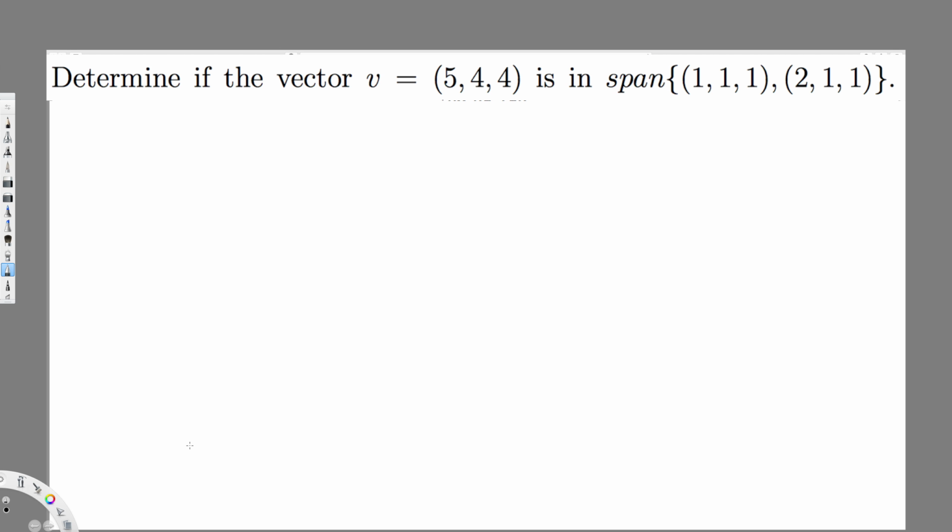We have this question right here. It's asking: determine if the vector b = (5, 4, 4) is in the span of (1, 1, 1) and (2, 1, 1). So let's see what we can do for this kind of question. First of all, before I solve this question, I have to create an equation. To do that, I have to bring it in this kind of format.